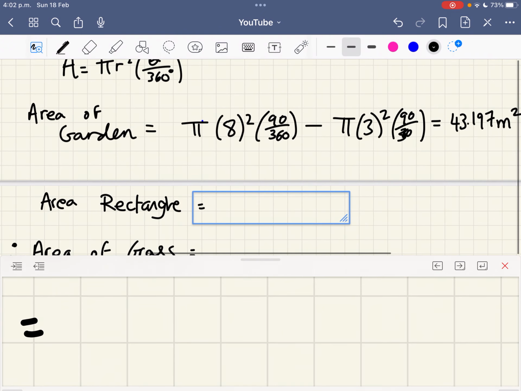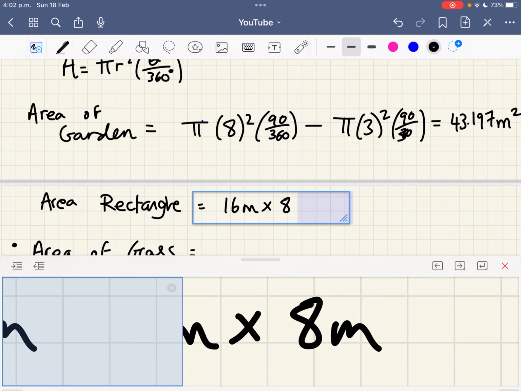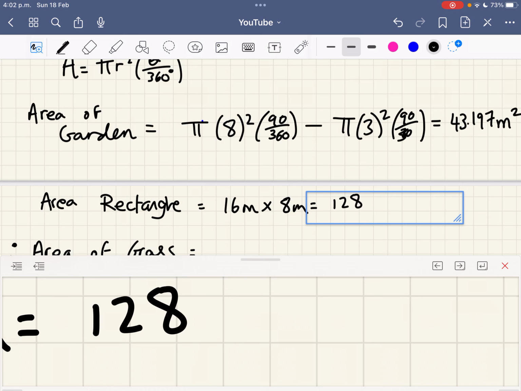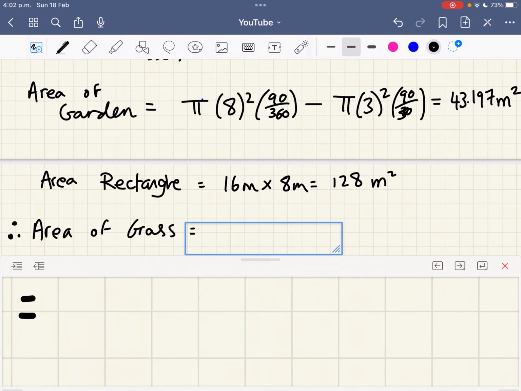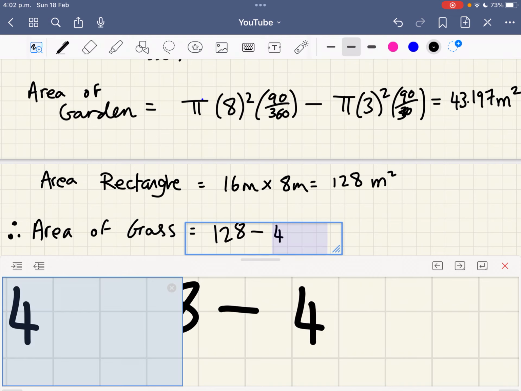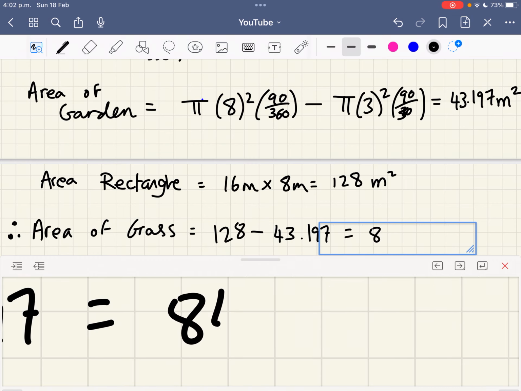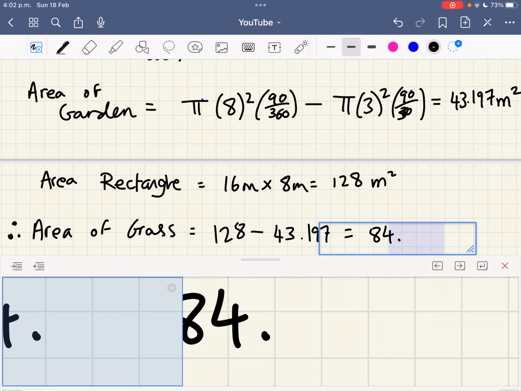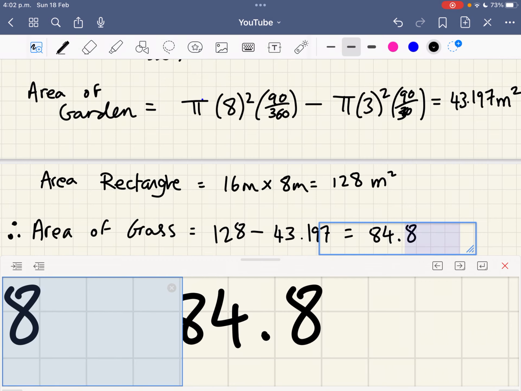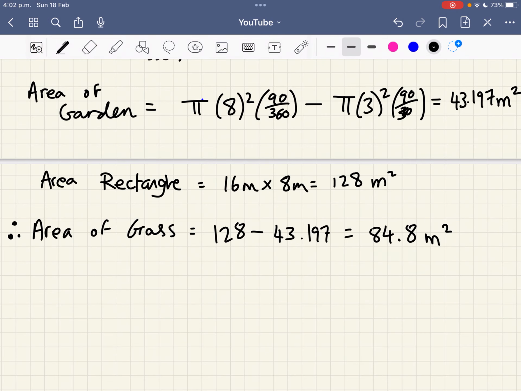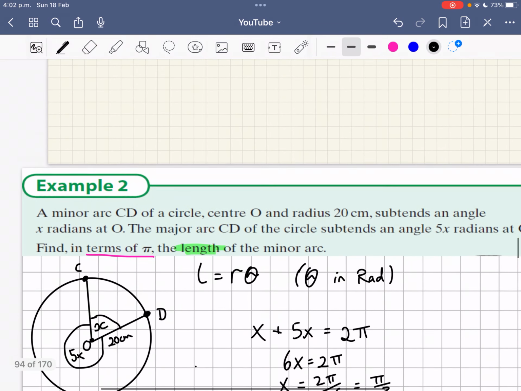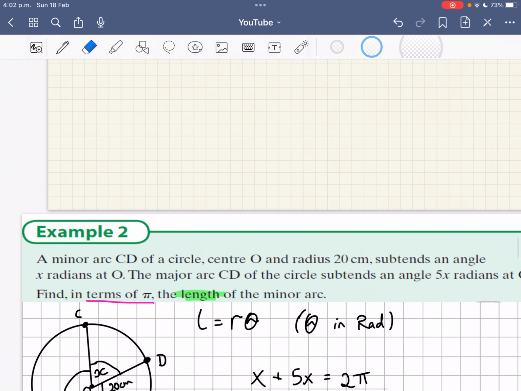The area of the rectangle was 16 by 8, which is equal to 128 metres squared. So your area of grass is 128 minus 43.197, which is equal to 84.8 metres squared. And that's the end of that question. Then we'll go on to look at question 2.